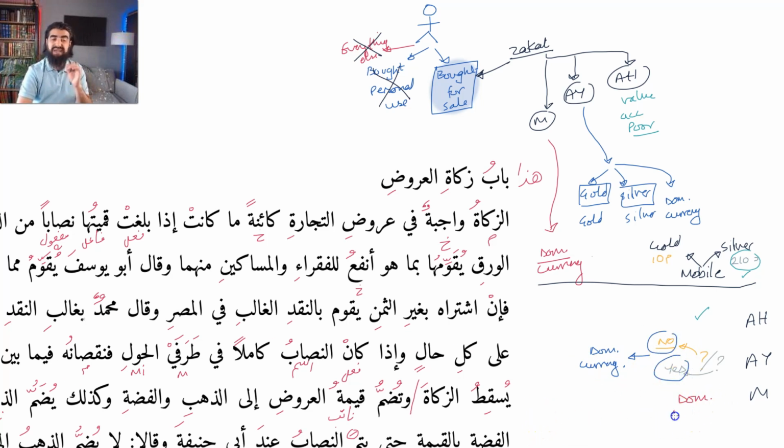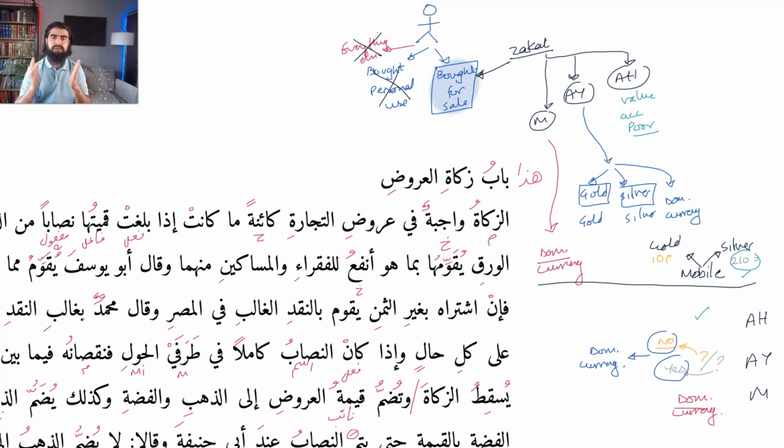Imam Muhammad says you basically use the dominant currency as the measure in all circumstances when it comes to business stock. So he says, irrespective of how you purchased it, you look at the dominant currency. If in our society gold is in circulation more, you're going to use the gold nisab, right? And if it's silver, then silver. So in our society today, we don't have gold and silver.